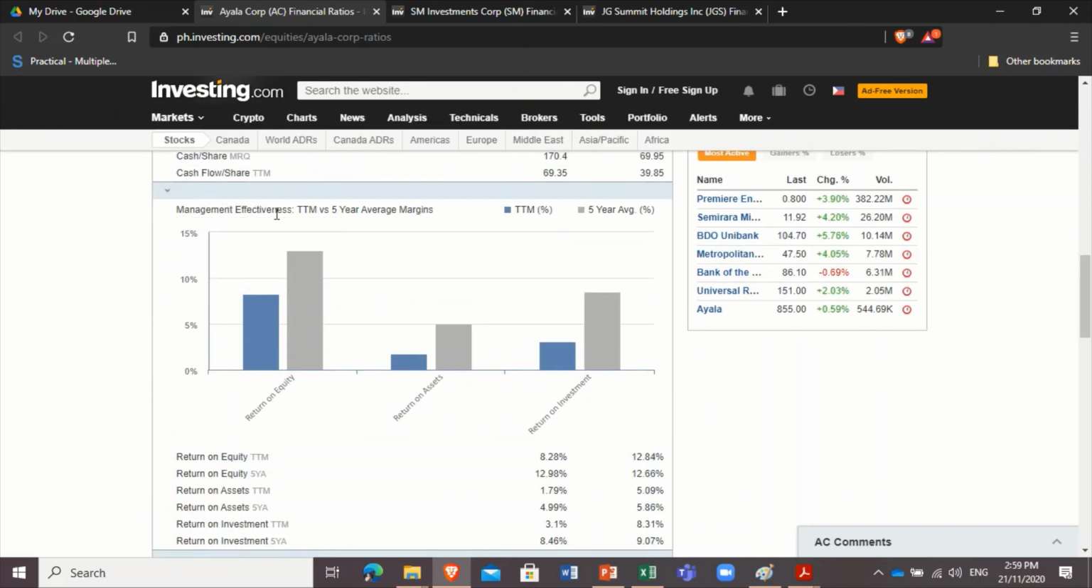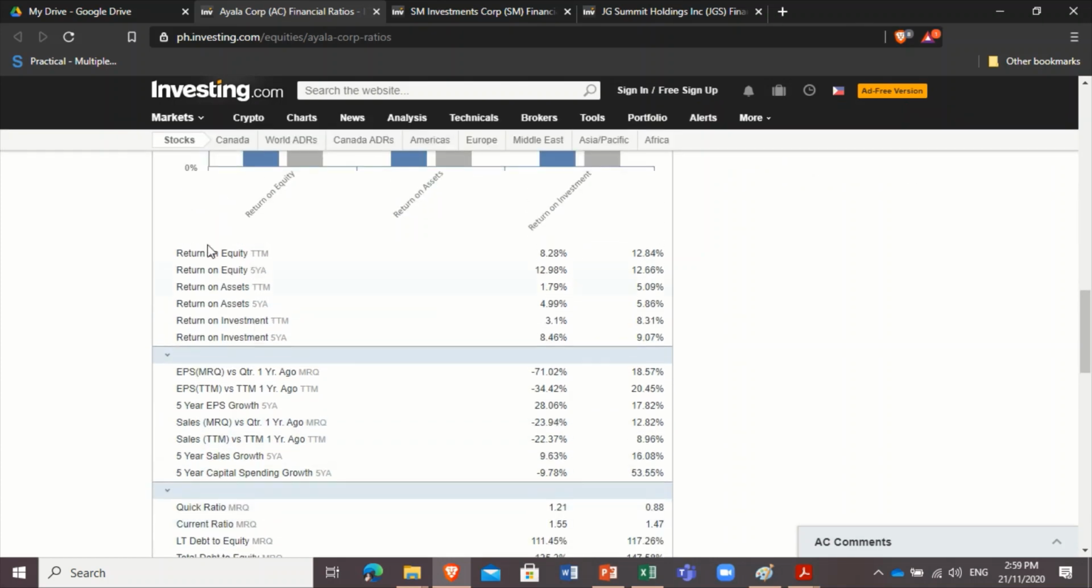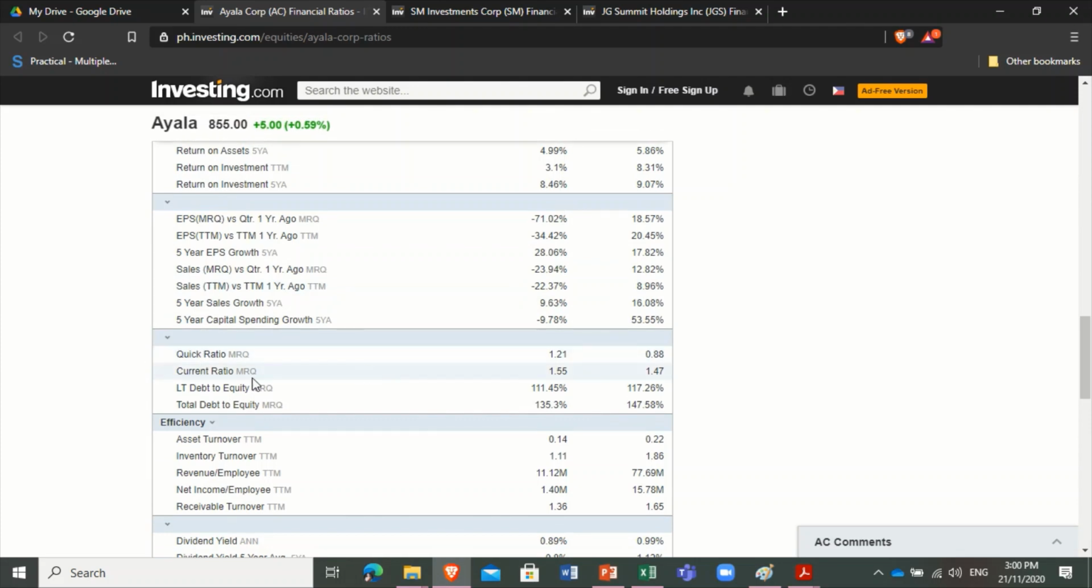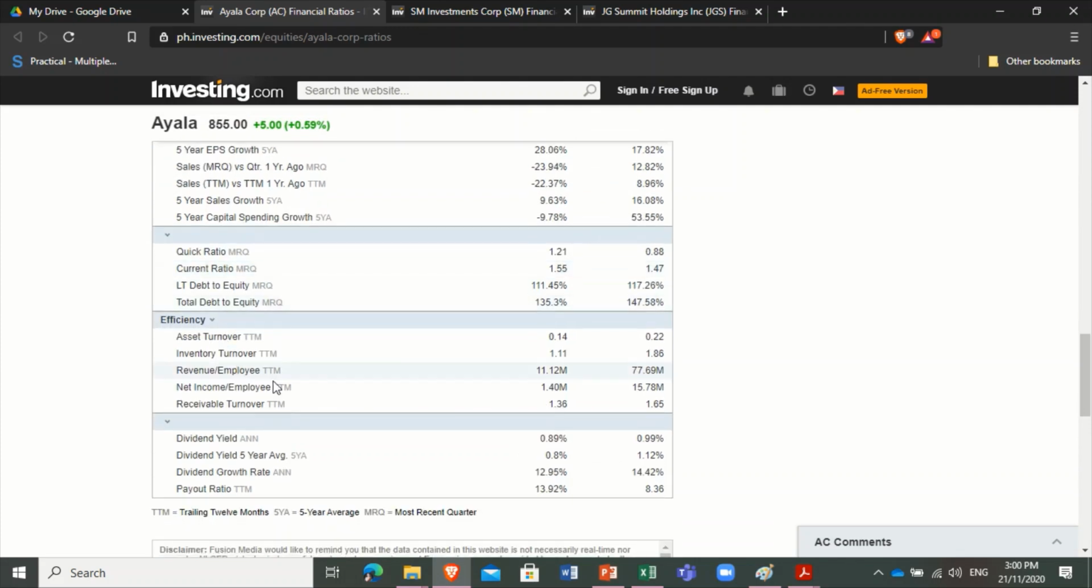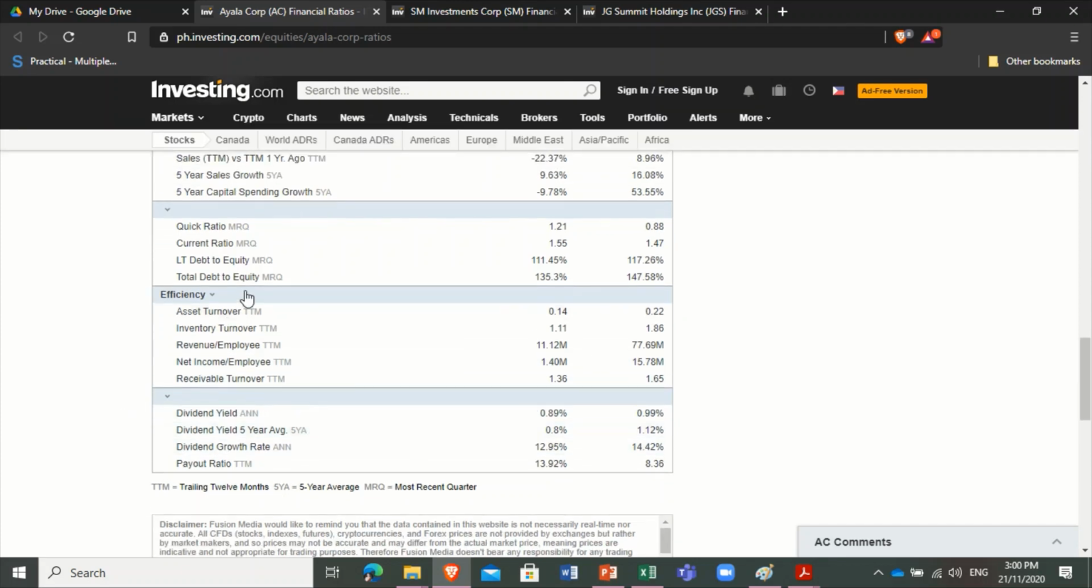And then we have management effectiveness. Ito, yung mga return on equity, return on assets, return on investments. Now that you understand kung ano yung equation ng mga to, you could easily understand what they mean, ano? And then we have the quick ratio, current ratio, asset turnover, inventory turnover, revenue to employee. Meron pang ganito, no? Net income per employee or net income to employee, receivable turnover. So ito mga commonly used.